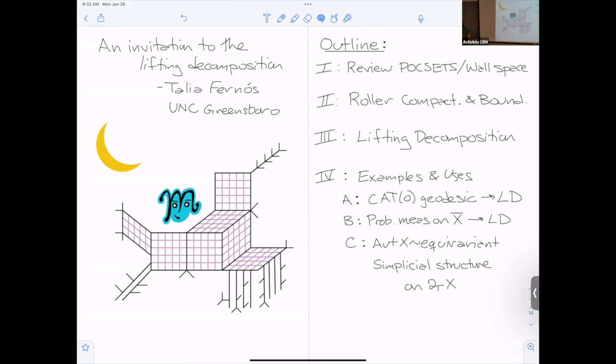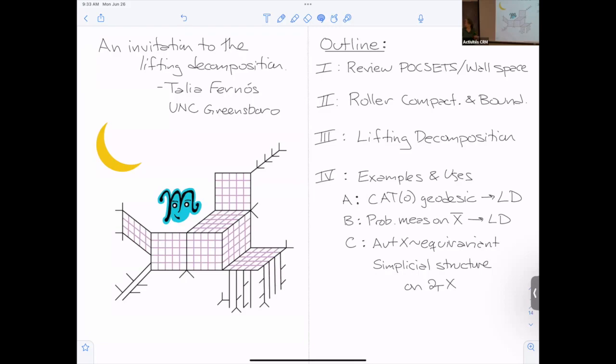Okay, so an outline of the talk. We're going to review box sets and wall spaces, which were discussed last week. We'll define the Roller compactification and boundary. And then we'll introduce the lifting decomposition and prove it. And then I'll give you some examples and uses, such as how the CAT(0) geodesic can give you a lifting decomposition. That's what I mean by LD.